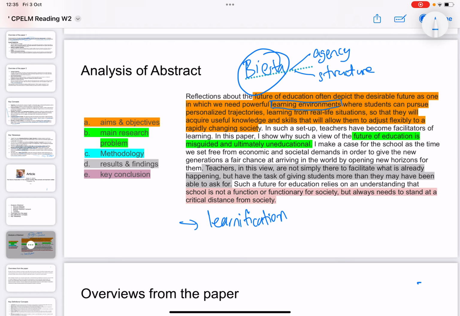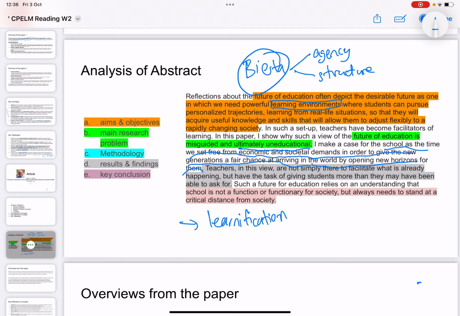But anyway, going back to this, in this paper, I show why such a view of the future of education is misguided and ultimately uneducational. I make a case for the school as the time we set free from economic and social demands in order to give the new generations a fair chance at arriving in the world by opening new horizons for them.